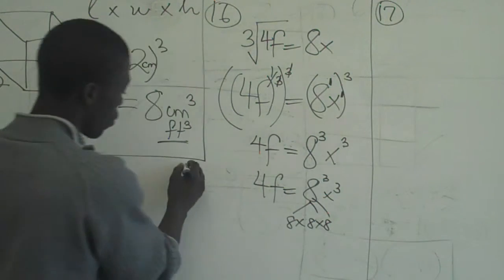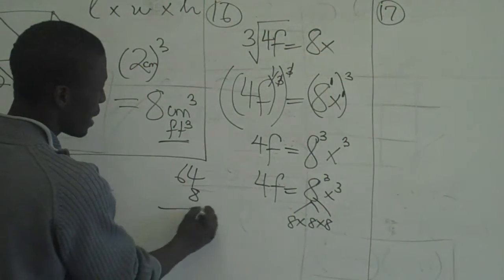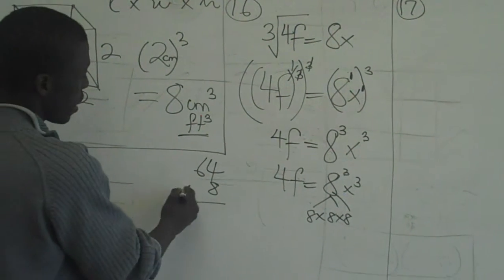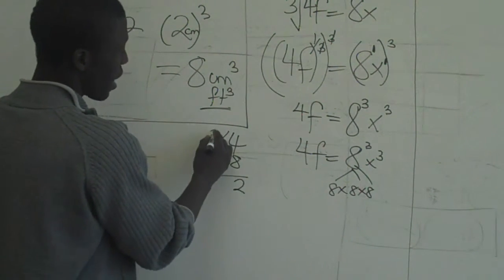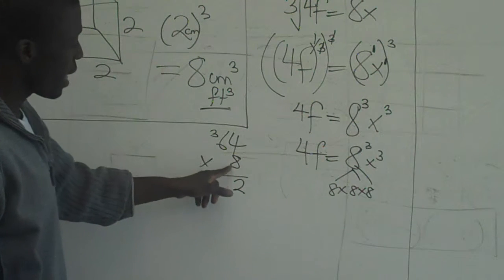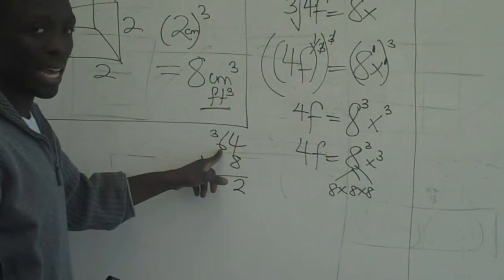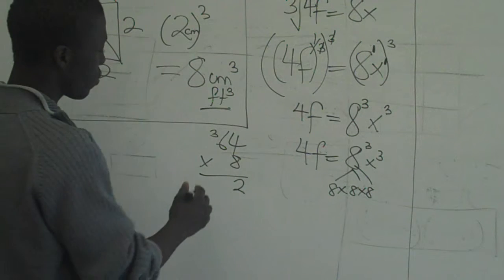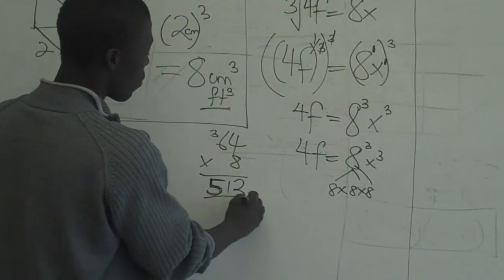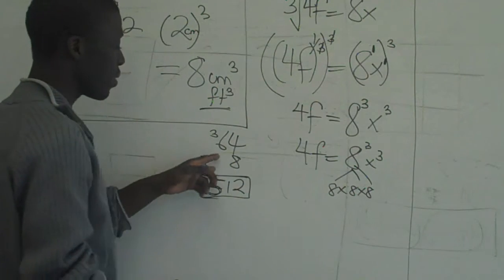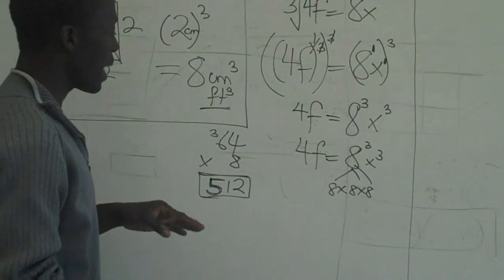And so let me just show you something here. 64 times 8. If you don't know your multiplication, 8 times 4 is 32. So you write a 2. You carry 3 up to the left there. 8 times 6 is 48. And so 48 plus 3 is 51. And so now we have 512 as our answer for 8 times 8 times 8.